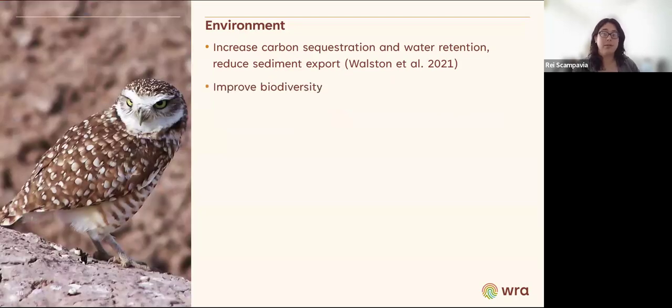In addition to improving species richness and abundance of beneficial insects, many of the qualities that make good habitat for pollinators also benefit other wildlife, such as birds and small mammals. So, for example, this is a burrowing owl, which is a very cute protected species in California. And the habitat requirements for burrowing owl can actually be quite similar to what you would find in pollinator habitat.